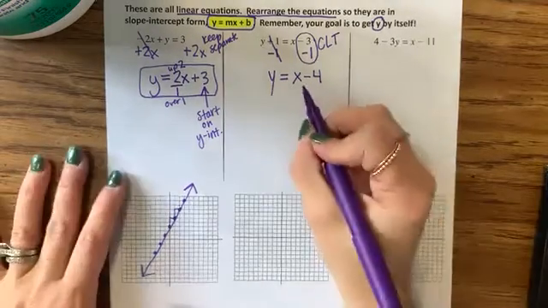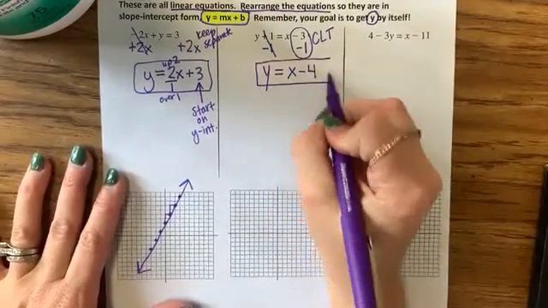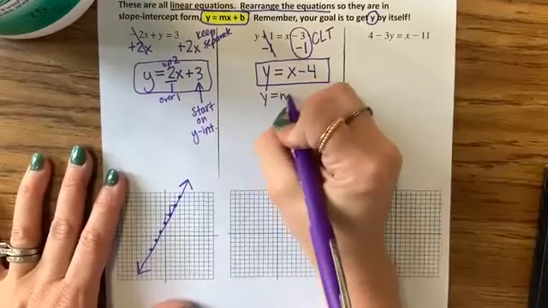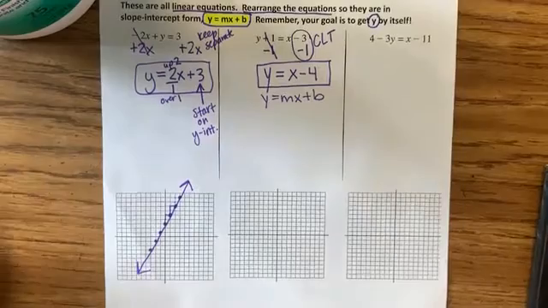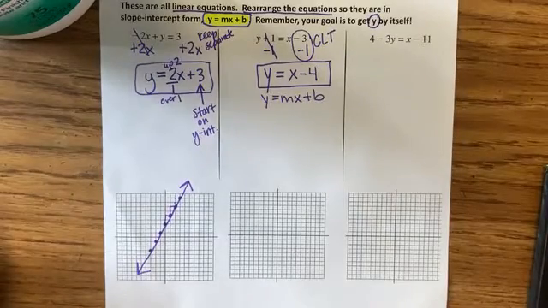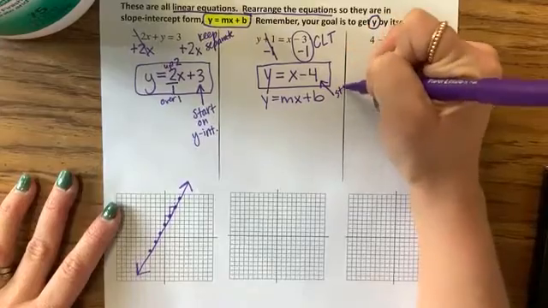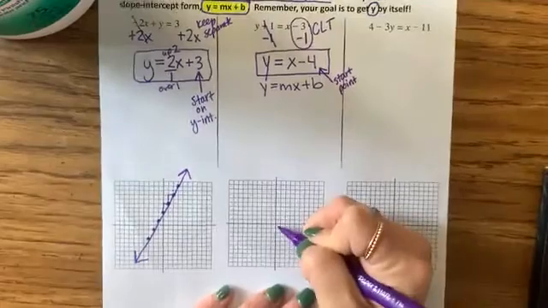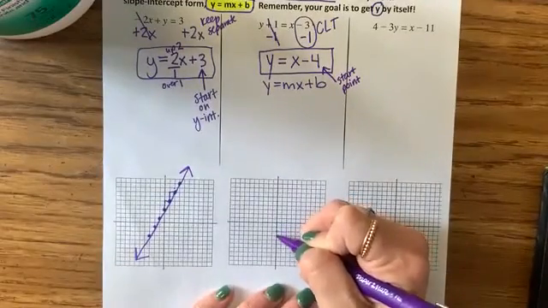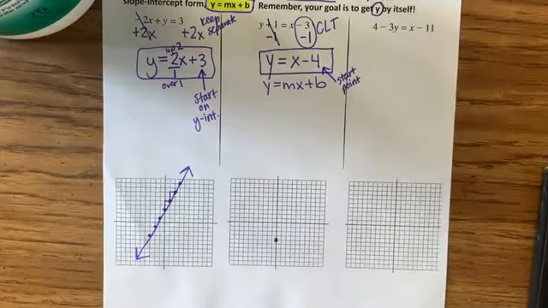All right, so here it is in slope intercept form. That is y equals mx plus b, okay? Where do I start at? The y-intercept of -4. So that's my start point. I'm going to go on my y-axis, down to 1, 2, 3, 4. Okay. Up 1 over 1.